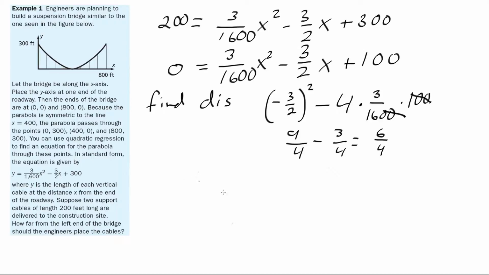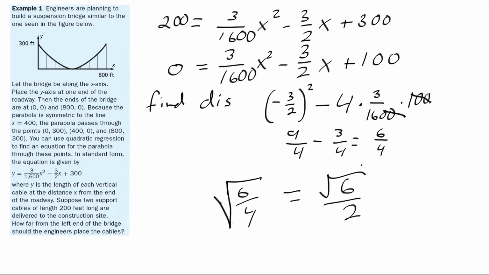The square root of 6 over 4 is equal to the square root of 6 over 2, right? Because 4 is 2 times 2. Okay. Now what I'd like to do is take this square root of 6 over 2 and put it into the quadratic equation.